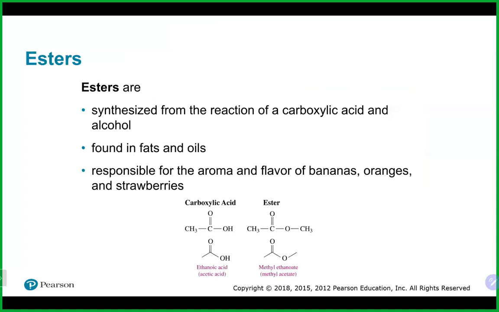So how do we make esters? Esters are essentially made through a reaction of a carboxylic acid and an alcohol, in a reaction that is referred to as an esterification reaction. We take a carboxylic acid, which has this group, and we take an alcohol, which has this group on it.